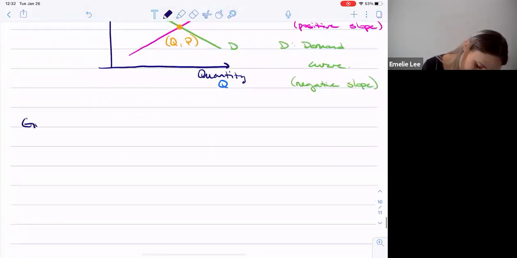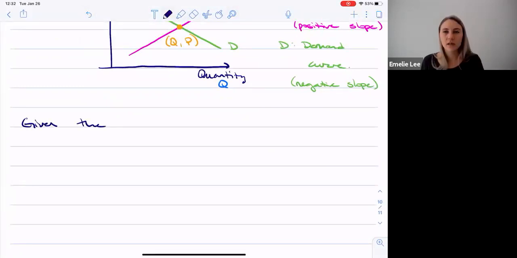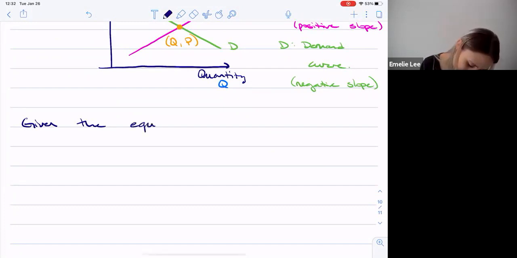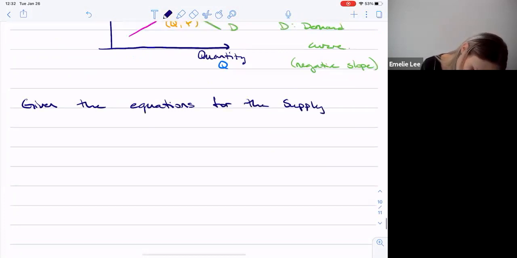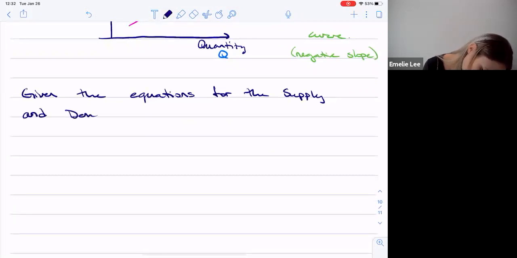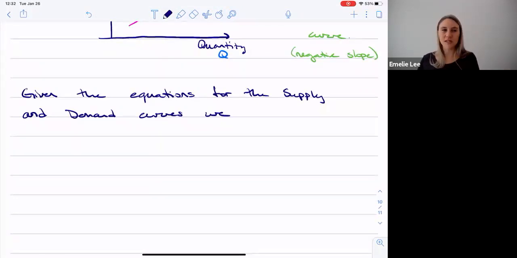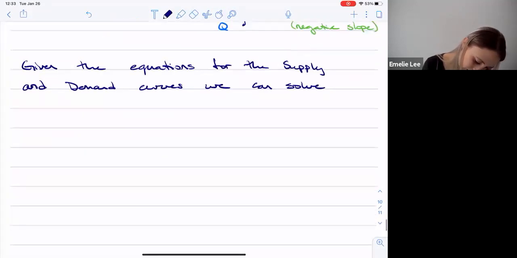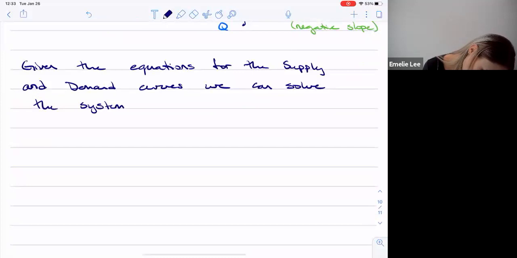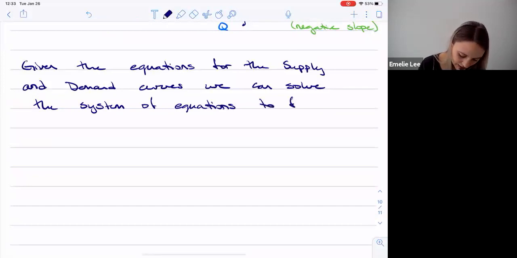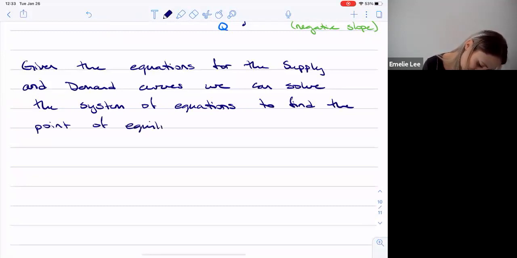Okay. So what I'm going to say here is, given the equations for the supply and demand curves, we can solve the system. Okay, that's what we were doing just earlier. We can solve the system of equations to find the point of equilibrium.